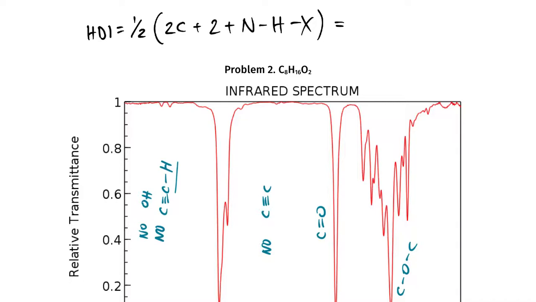So what do we have? 16 plus 2 is 18. Plus 0 is 18. Minus 16 is 2. So HDI is 1. We have one double bond or one ring. And it's pretty obvious now that our unsaturation is going to be the CO double bond. Okay?